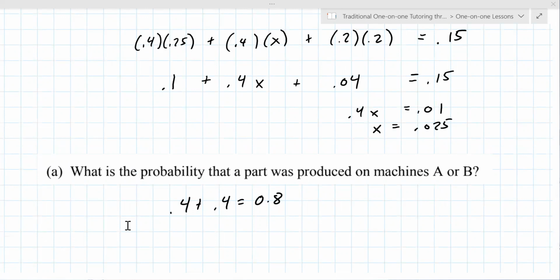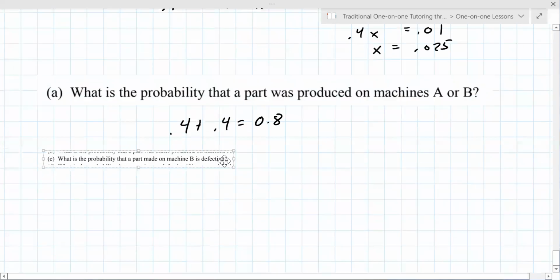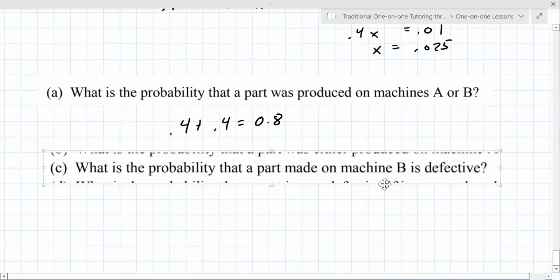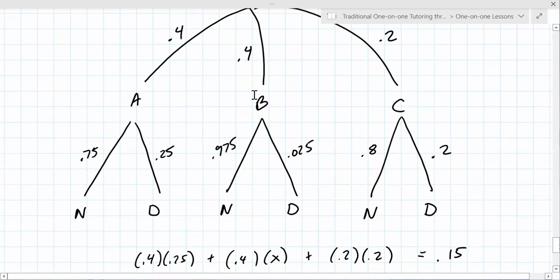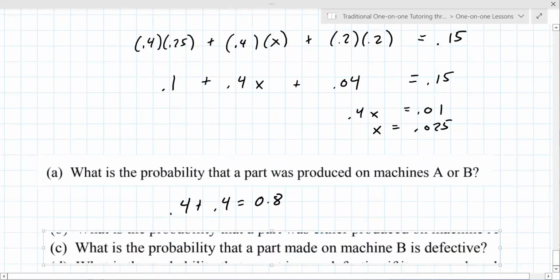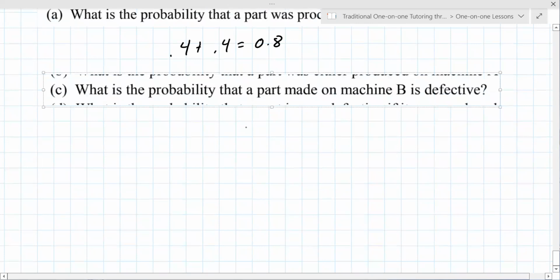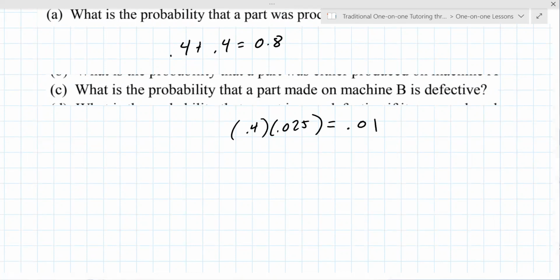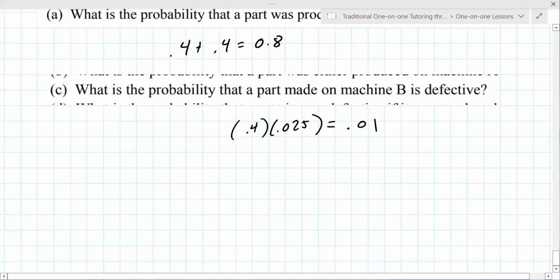C says, what is the probability that a part made on machine B is defective? So you're starting on path B and going down to the defective route. Whenever you go down a path, you multiply. So that's 0.4 times 0.025. It's okay if this is super unclear, but those are the types of questions you're going to be asked here: either count or go down a path. Okay, now we'll go back to B.